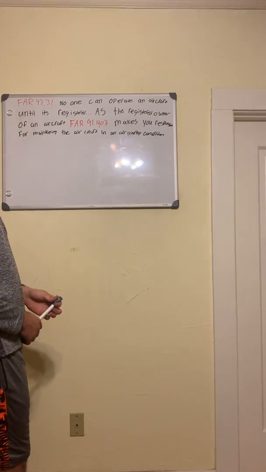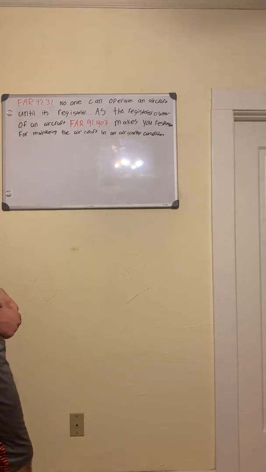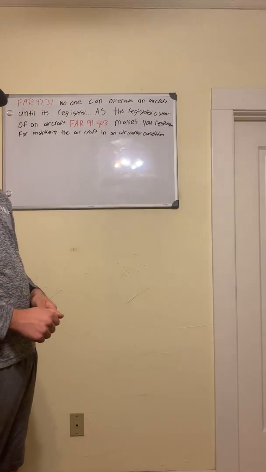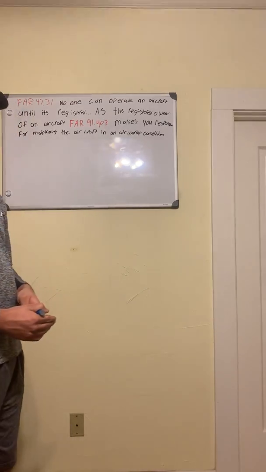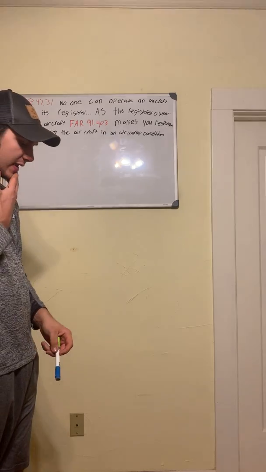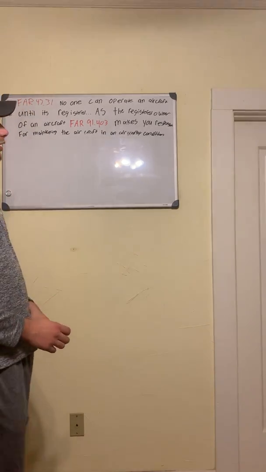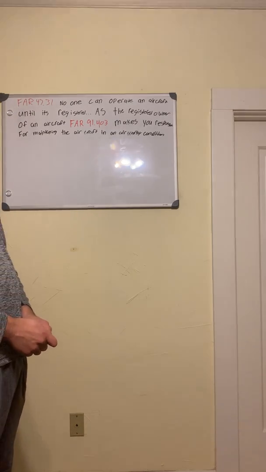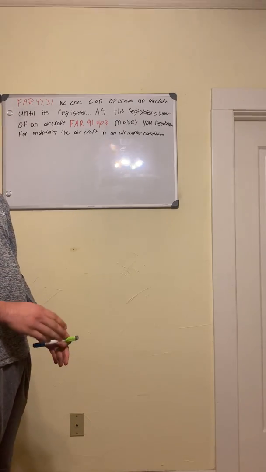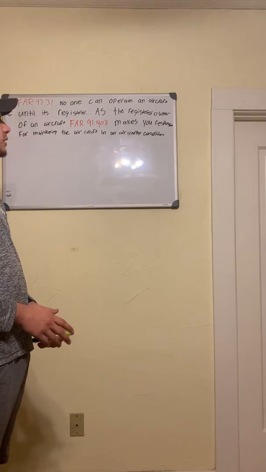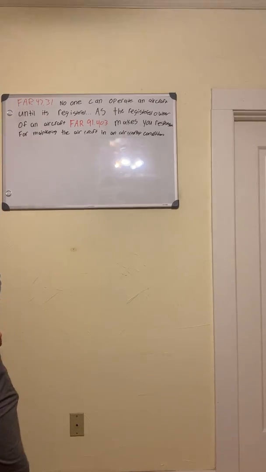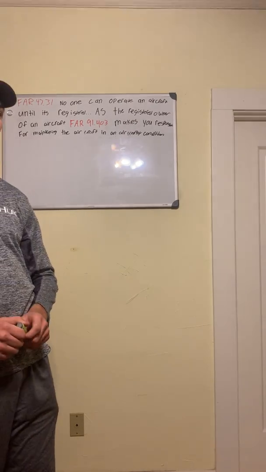FAR 47.31 states no one can operate an aircraft until it is registered, meaning it is registered with the FAA and registered to a person. As the registered owner of an aircraft, FAR 91.403 makes you responsible for maintaining the aircraft in an airworthy condition.